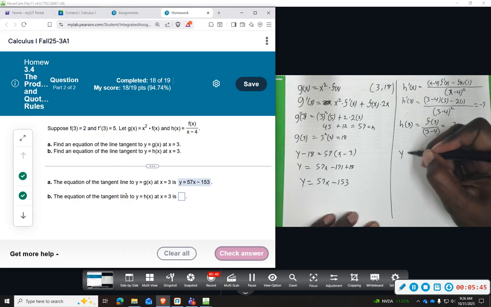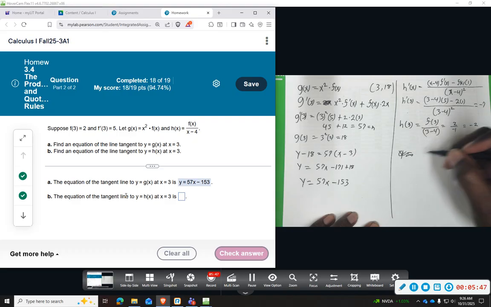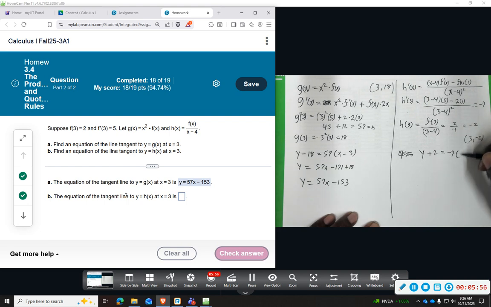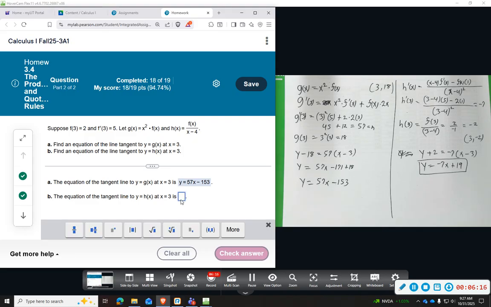So we're going to say point slope form, y minus the y value of negative 2, so that'll be plus 2, equals negative 7 times x minus the x value of 3, and then we'll get y equals negative 7x plus 21 minus 2, that'll be a positive 19. So this will be the equation of the tangent line at x equals 3.